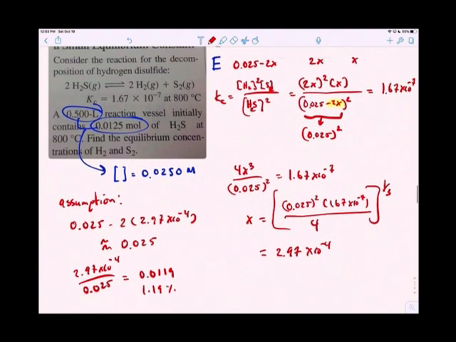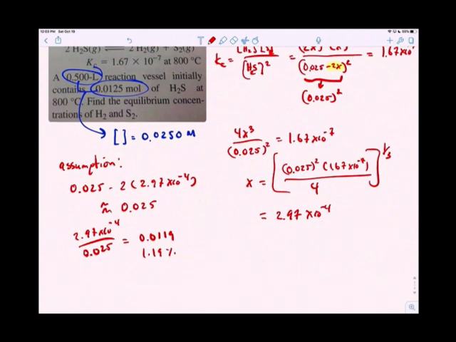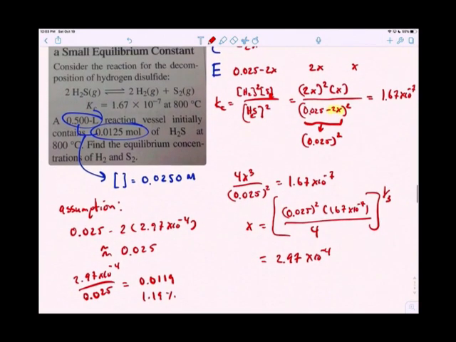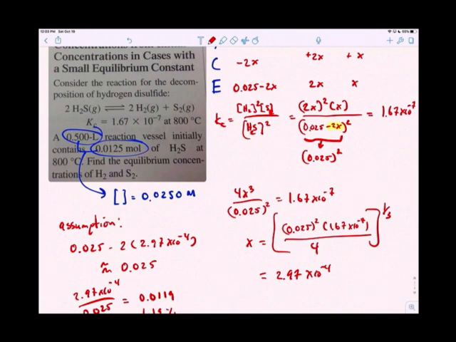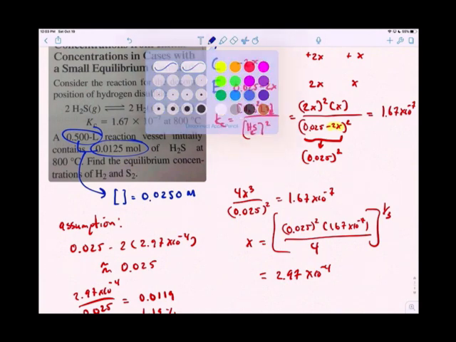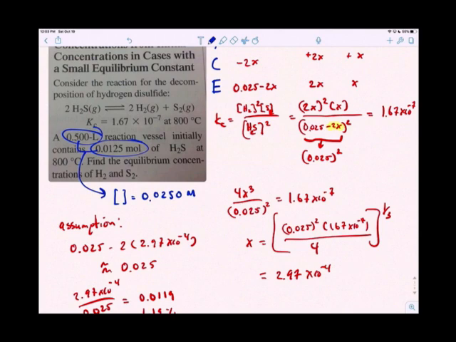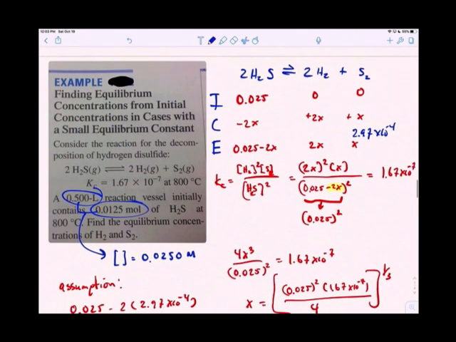We've solved for x, and we want the equilibrium concentration. The original question is, what's the equilibrium concentration of hydrogen and sulfur? Sulfur, I'll change colors, go back to blue. So sulfur is going to be 2.97 times 10 to the minus 4. And hydrogen is 2x, so hydrogen is 2 times that. So that's going to be 5.94, right, times 10 to the minus 4. So, not 7, 4.